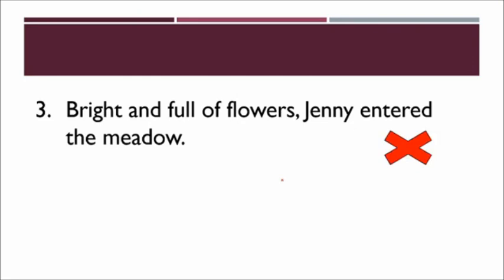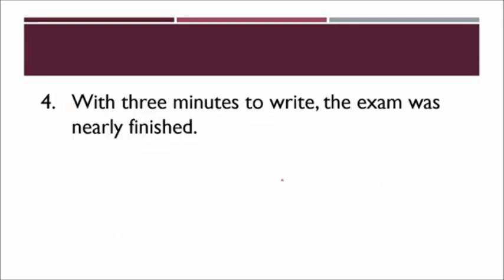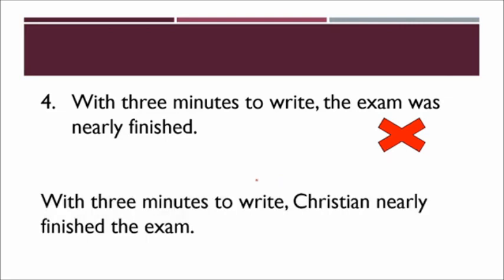You're right. This is incorrect because it contains a misplaced modifier. So how do you correct it? This one: Jenny entered the bright and full of flowers meadow. Okay, number four. With 3 minutes to write, the exam was nearly finished. Correct or not? You're right, this is incorrect. A dangling modifier, the doer of the action is missing in the sentence. So all we need to do is to add a doer. So with 3 minutes to write, Christian nearly finished the exam. So Christian is the doer, absent in the sentence, okay?